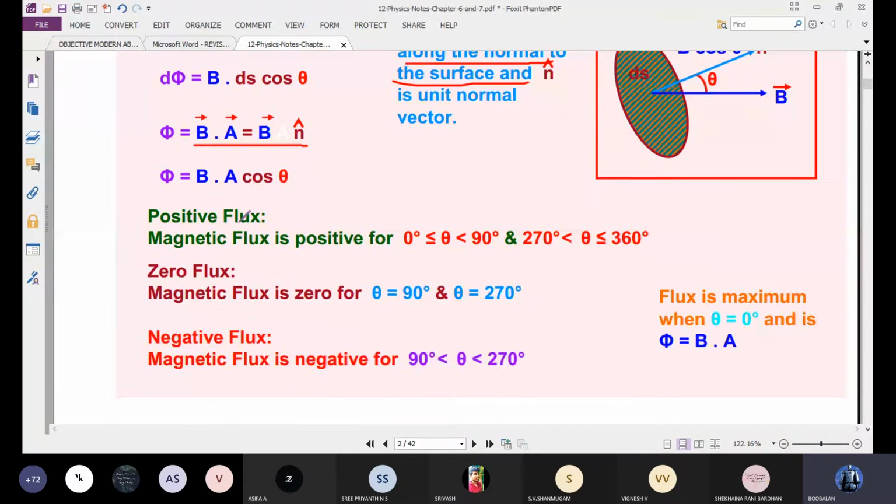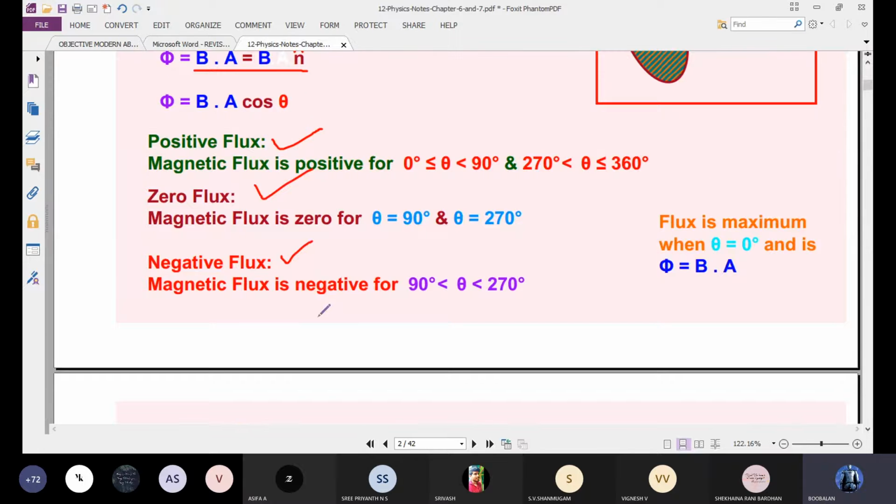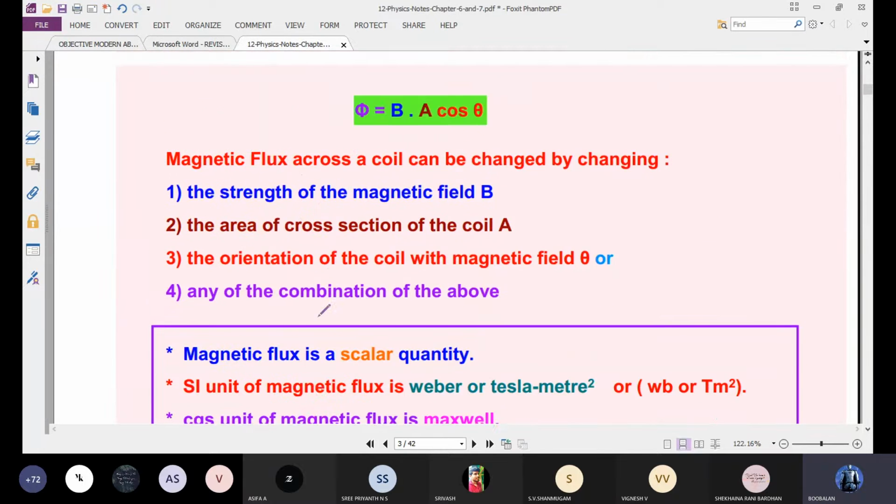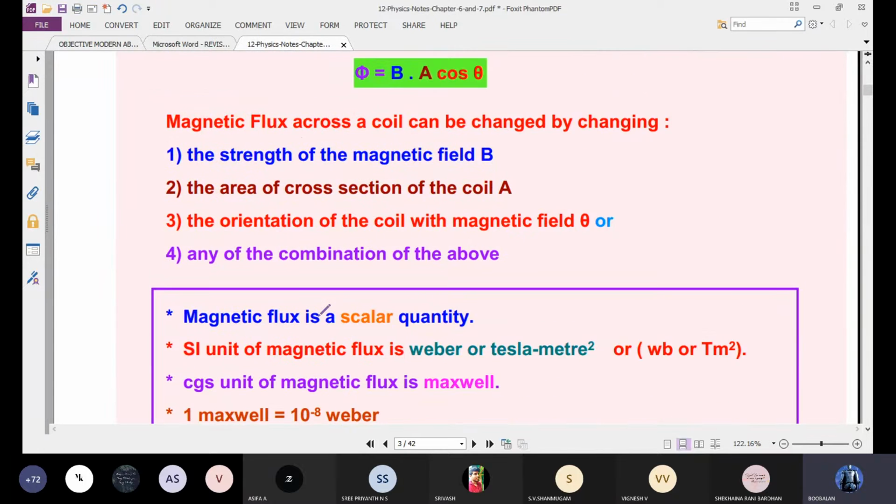Based on the theta value, it can be a positive flux, a zero flux, or a negative flux. The magnetic flux across the coil can change by three methods: changing the field, changing the area, and changing the orientation.